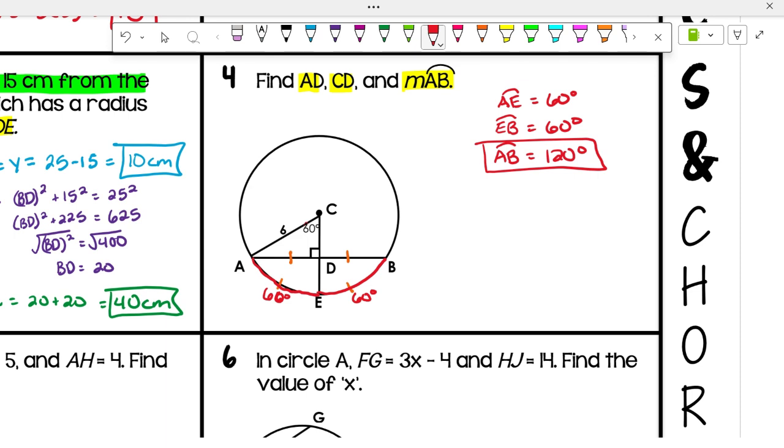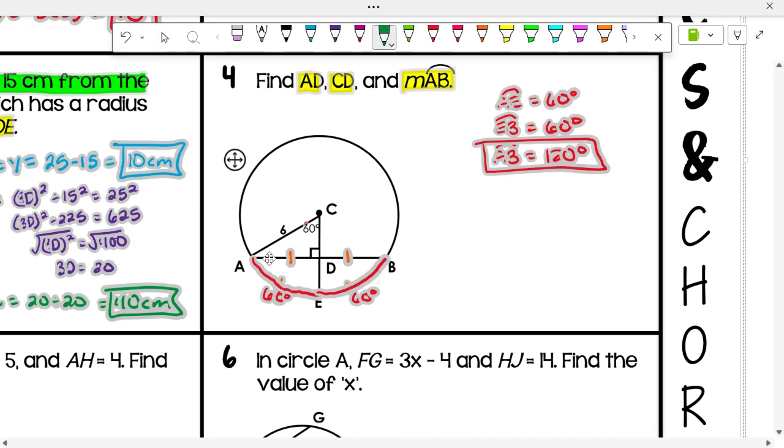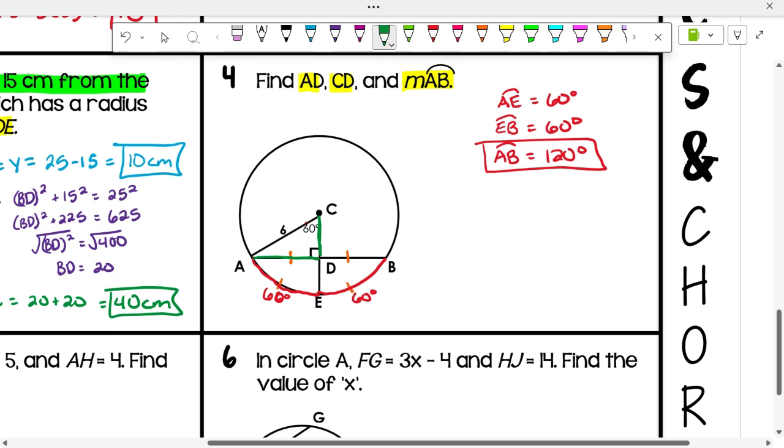Now, they want AD and CD. Now, this one's not as obvious, so I'll kind of tell you how to find it. This one, we have to use a special right triangle.